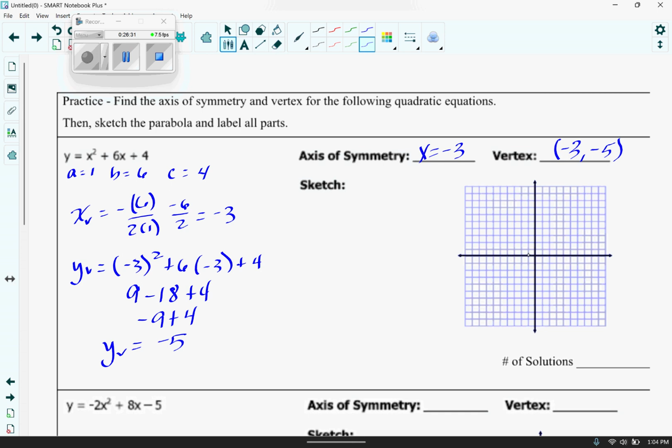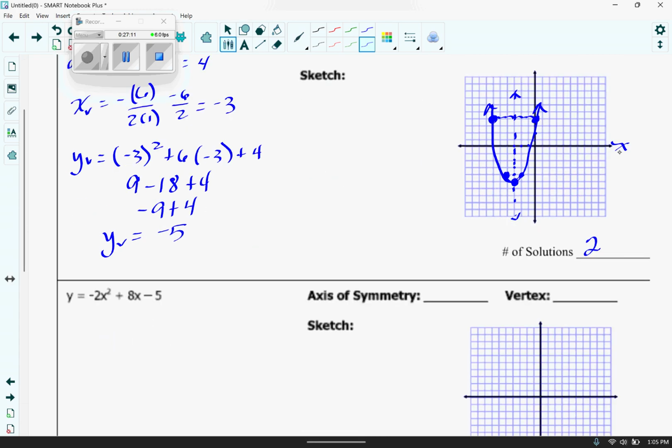So I can go negative 3, 1, 2, 3, negative 5, 1, 2, 3, 4, 5. My line of symmetry is right down the middle. And then I know that my a value is 1. So from there, I'm going to go up 1 over 1, up 1, back 1. And my c value is 4. 1, 2, 3, 4. I'm using all of my tools here. And it is 1, 2, 3 away. And it's going to look like that. And it has 2 solutions. Go across the x-axis 2 times.